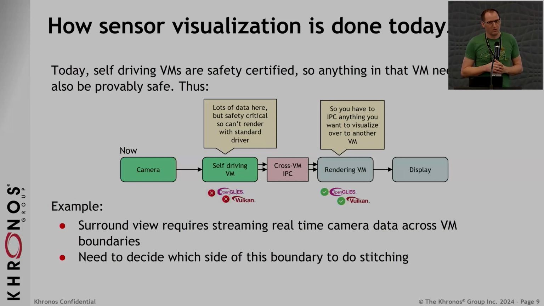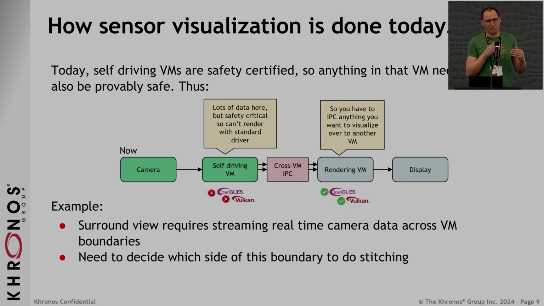Now, we have to do that because we're rendering that output using Vulkan or OpenGL ES or something like that, a non-safe API. So we can't certify that software. And because we can't certify it, we can't prove that it can't impact the self-driving software. So we can't have that driver stack running in the safety critical workload VM, because proving something as complex as a Vulkan stack running on an OS and proving that it can't break anything else is very difficult.